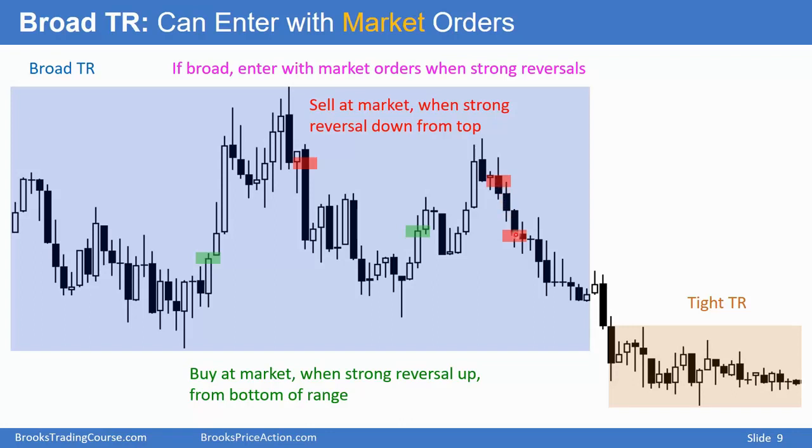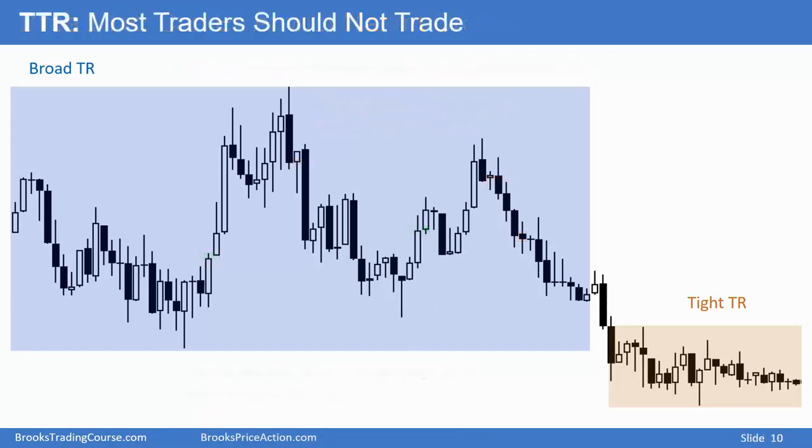And if it's a strong leg down, here we have 3 consecutive bear bars closing below their midpoints, they'll sell the close of the bar, betting that we'll get down near the bottom of the range. On the other hand, if the range is very tight like this, it's better to not trade and wait for a breakout. There's always a breakout, but you might have to wait a long time.